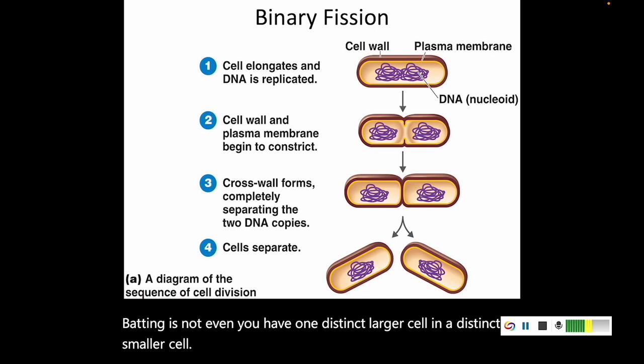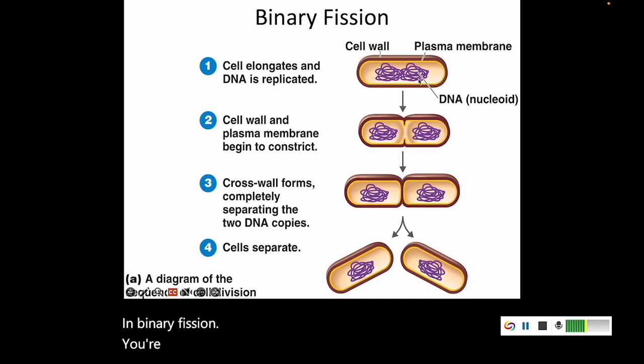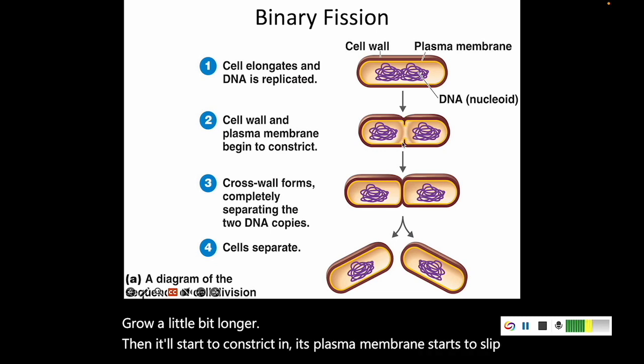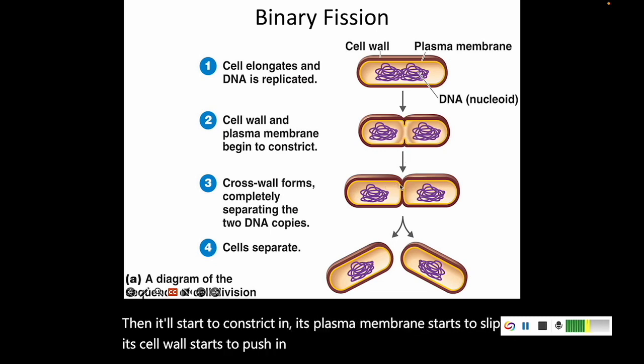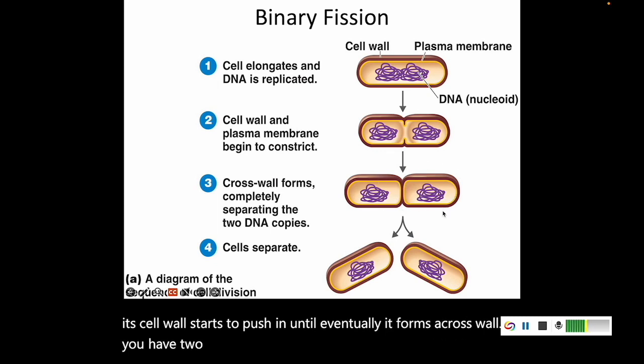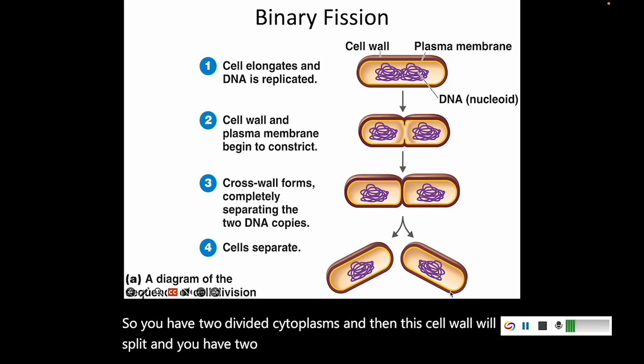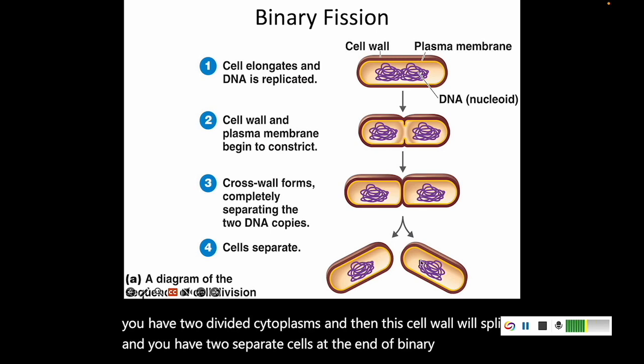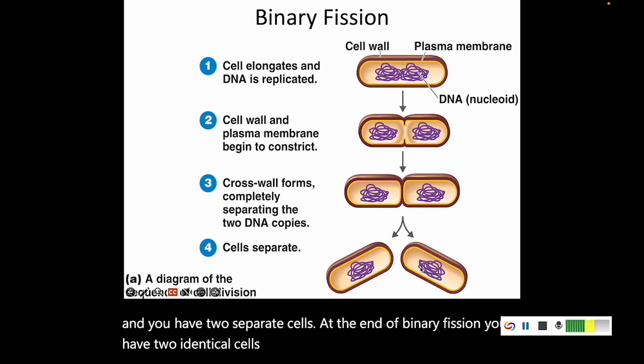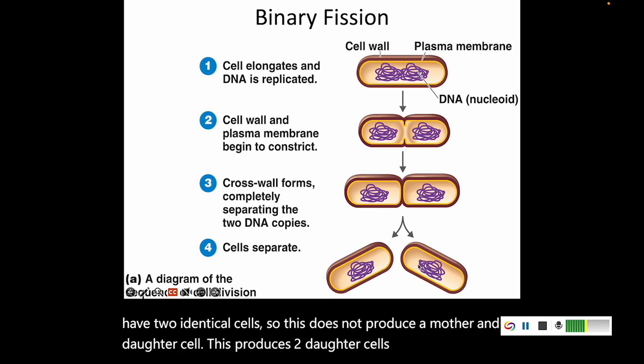In binary fission, your cell will copy its DNA, grow a little bit longer, then it'll start to constrict in. Its plasma membrane starts to slip in, its cell wall starts to push in, until eventually it forms a cross wall. So you have two divided cytoplasms, and then this cell wall will split and you have two separate cells. At the end of binary fission, you have two identical cells. So this does not produce a mother and a daughter cell. This produces two daughter cells that are exactly the same.